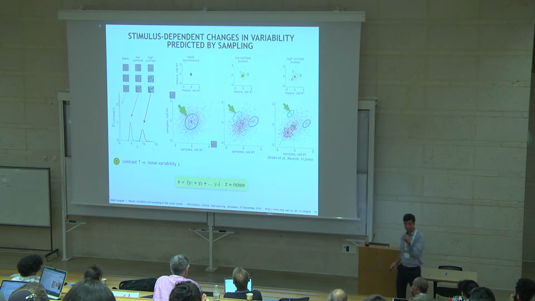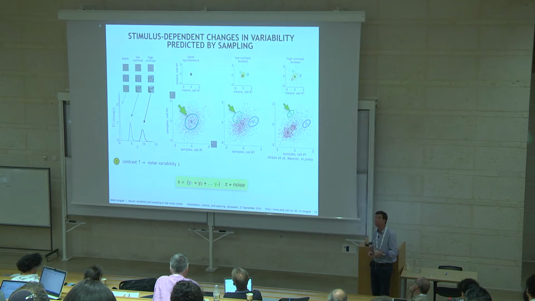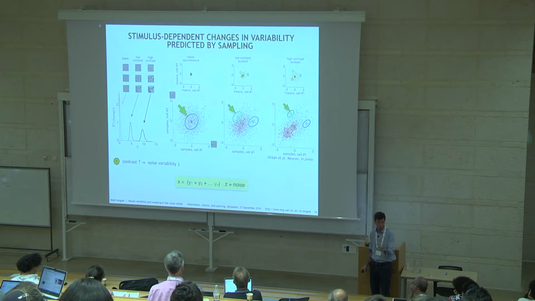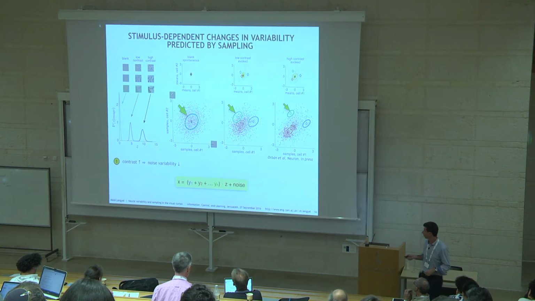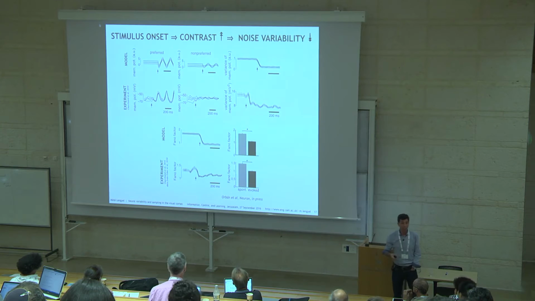And on average, any image should add information to the system. On average, the posterior entropy, and under some assumptions that also holds for the variance or covariance, should be smaller than the prior entropy or variance and covariance. So that means that as you increase contrast, neural variability really ought to decrease. That is actually a well-known phenomenon. This is known as stimulus onset quenching of neural variability, which has been described in a host of different cortical areas.